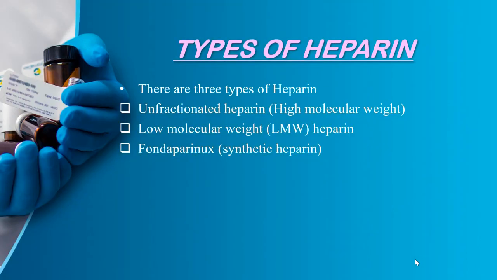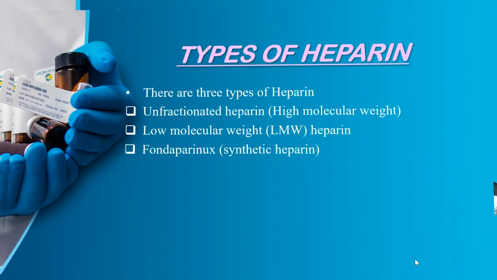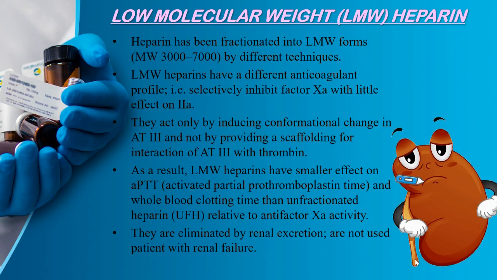Types of heparin. There are a total of 3 types of heparin. Unfractionated heparin, which is also known as high molecular weight heparin. Low molecular weight heparin, which is the second type, LMWH. And the third type is fondaparinux, which is also known as a synthetic heparin. Low molecular weight heparin: heparin has been fractionated into a low molecular weight form. The molecular weight of LMWH is 3000 to 7000 daltons, and it is fractionated by different techniques.